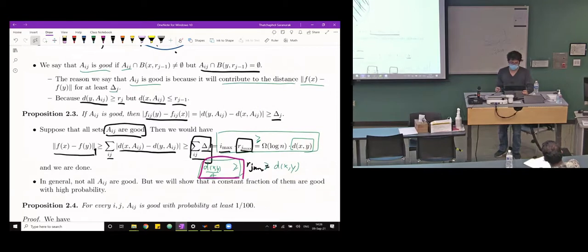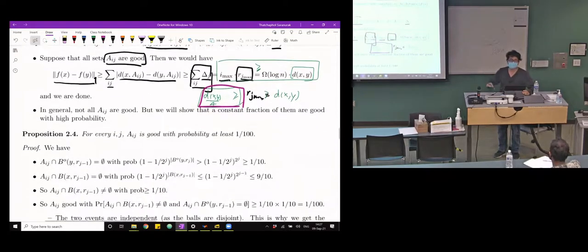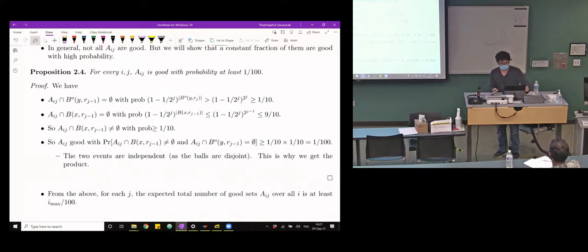All right. So it's really enough to just say that most of the sets are good. If all the sets are good, we are done. And we want to prove that most sets are good, or at least half of them are good. So let's look at this first. Actually, let's look at each set, Aij. They are good with constant probability.